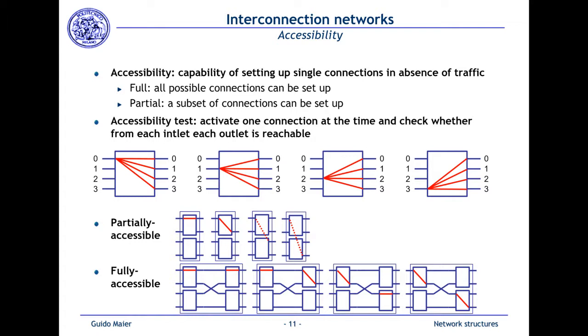In this case, you have the possibility of setting up, for example, connection 0 to 1, but you cannot set up the connection 0 to 2 or 3, because there is no communication between the two switching elements. If you have two stages instead, you can see that I have full accessibility. I can arrive from this first inlet to all the possible outlets, one connection at a time, but everything is reachable.